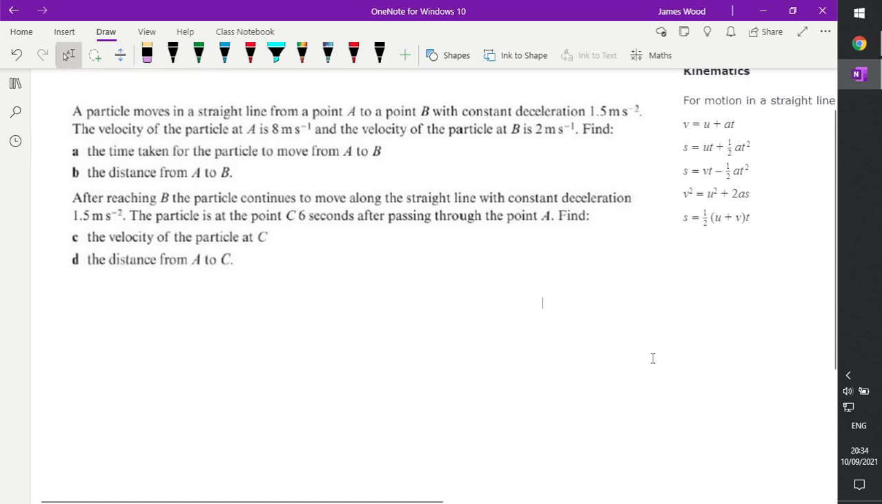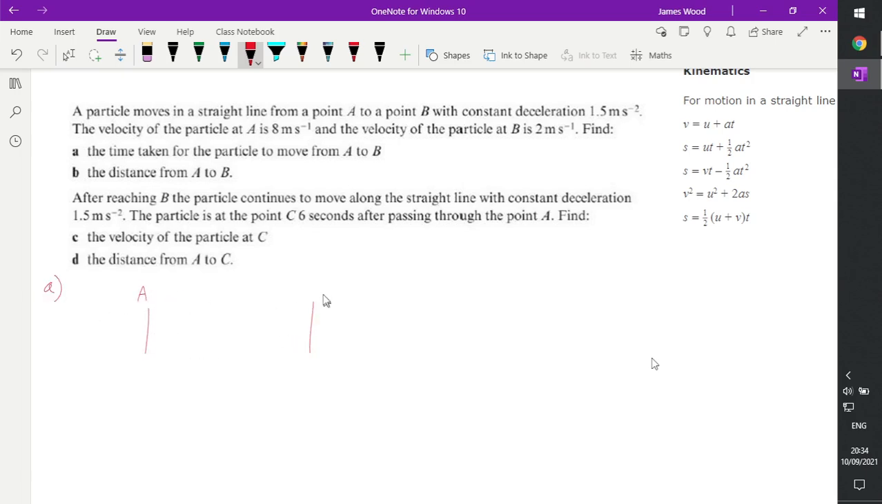A particle moves in a straight line from point A to point B with a constant deceleration of 1.5 meters per second squared. The velocity of the particle at A is 8 and the velocity at B is 2. Find the time taken to move from A to B. Okay, let's just draw a little diagram here of what's going on.